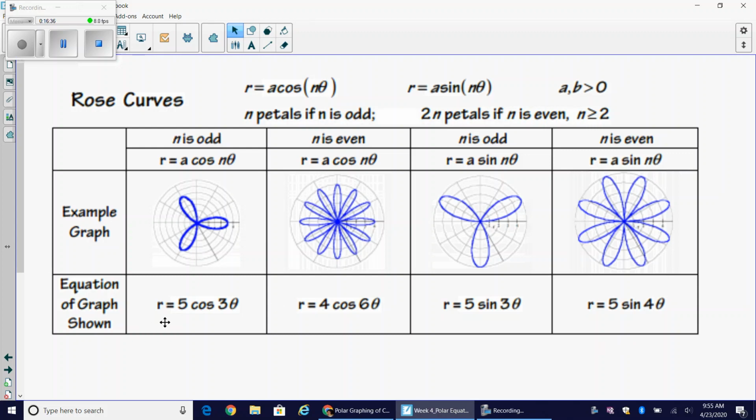Here is r equals 5 cosine of 3 theta. Okay, so this is an odd multiplier inside the trig function. That means I'm going to have 3 petals. Notice it is still symmetric with the x-axis. And then I have a multiplier out in front of 5. That's going to tell me how long each of my petals are going to be.